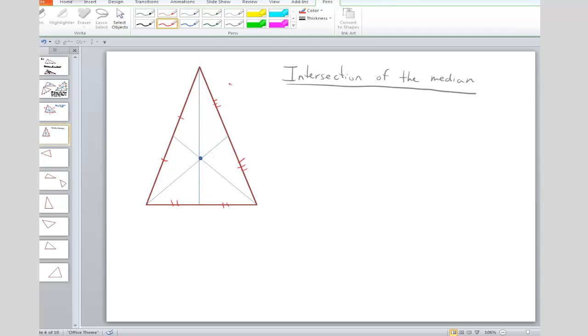So let's call this, this is A. Here is, let's see, B. Here's C. And we'll call this P. And then these points out here, this 1, 2, 3, let's call this E, F, and G. Alright, and that's that point right here.